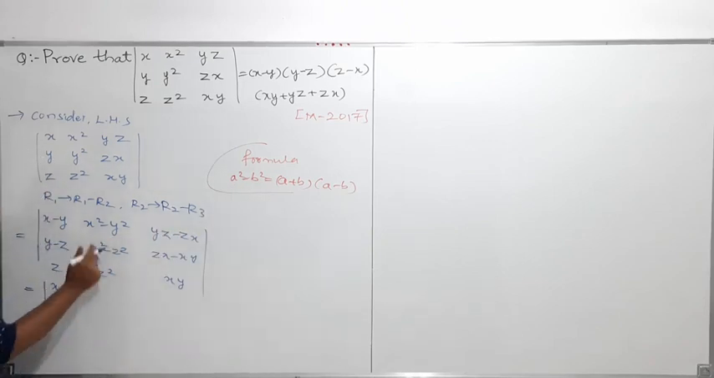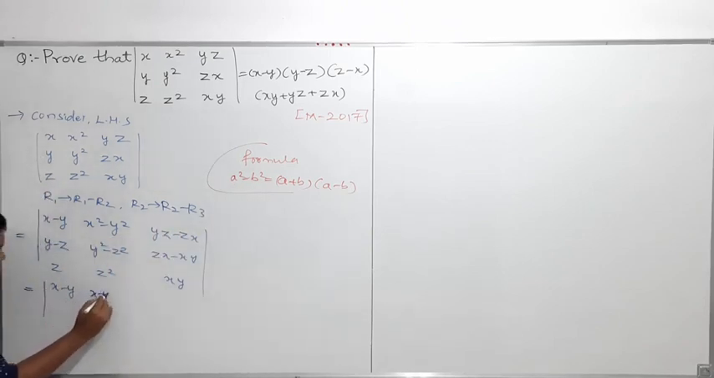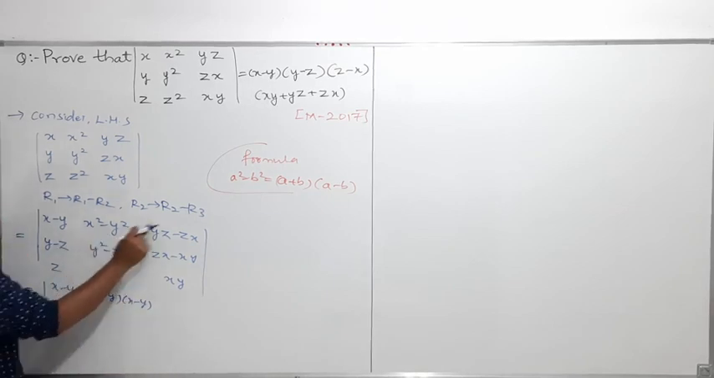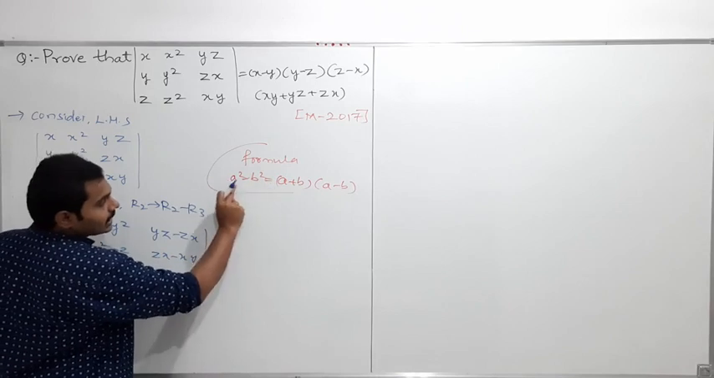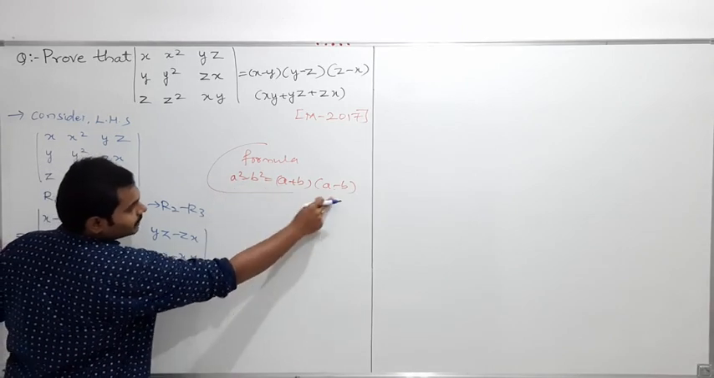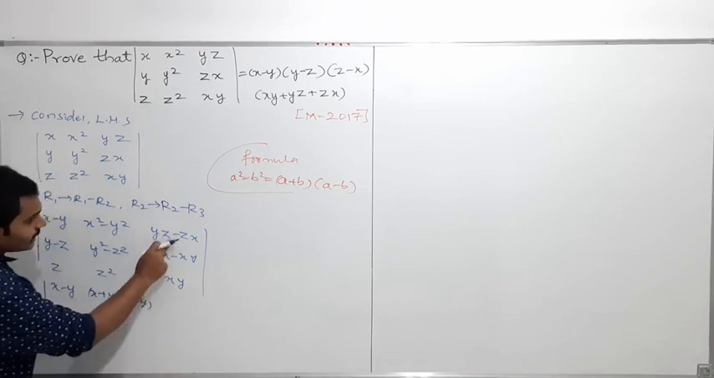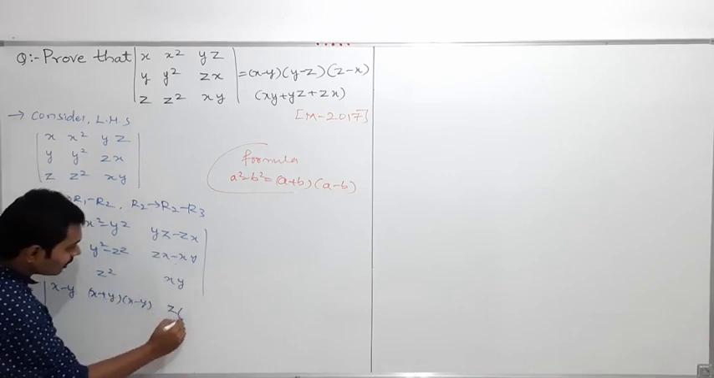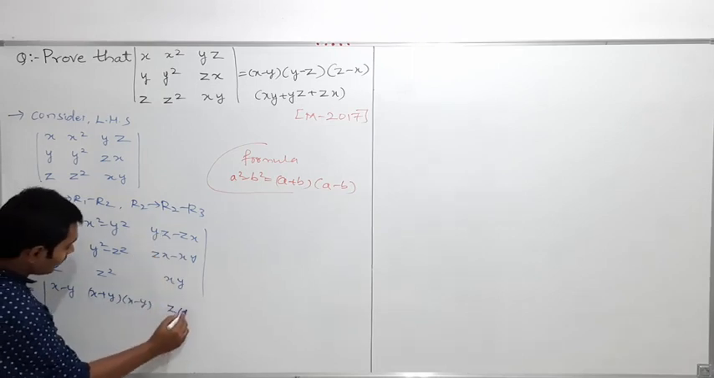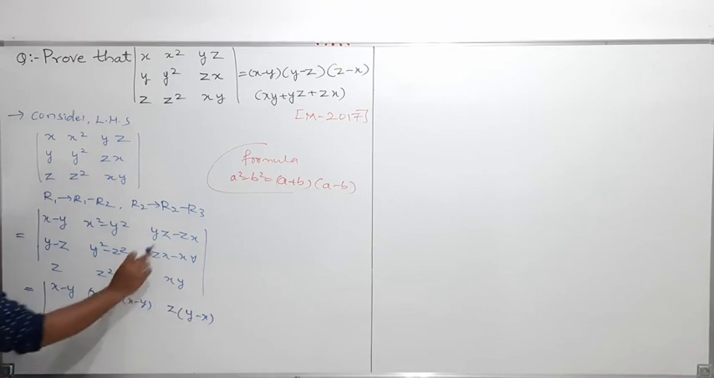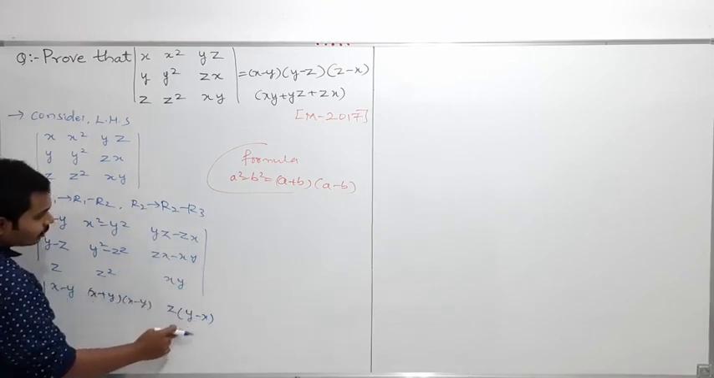So x square minus y square can be written as x plus y into x minus y. And now here z is there, here also z is there. Can I take z common? If I take z common, what is remaining? y minus x is remaining. Clear? So from this I am taking z common.